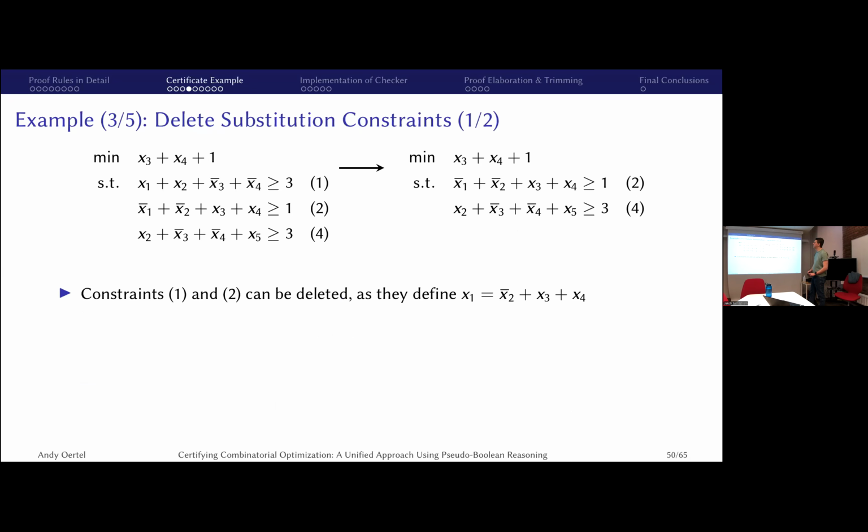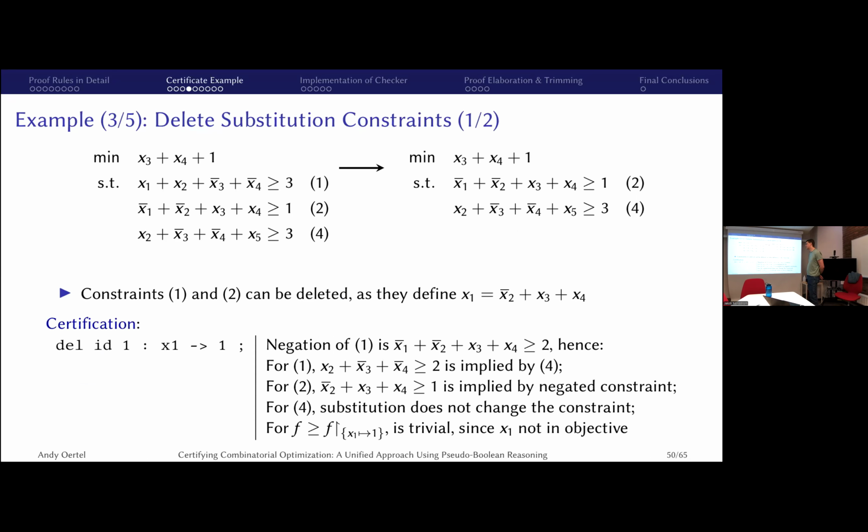Then, third step, we delete these substitution constraints. We can do this because these two constraints, 1 and 2, just define the variable x1. So we can just delete them. First we delete constraint 1, and to do this, we use the substitution that x1 maps to 1. This time we don't need any explicit proof. Everything is very simple to figure out, and so the checker can figure this out on its own.